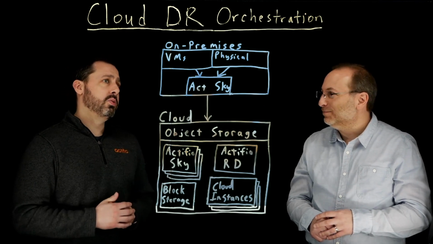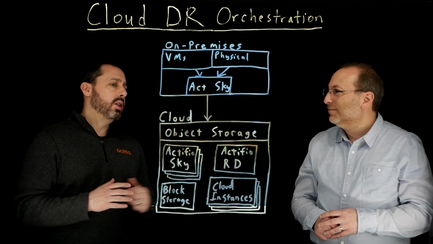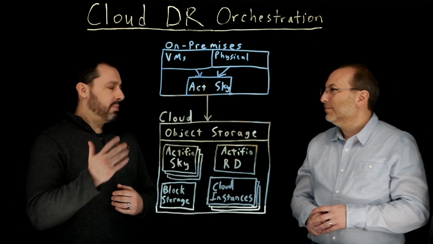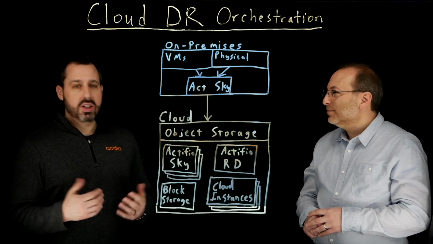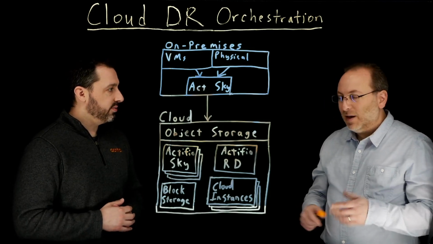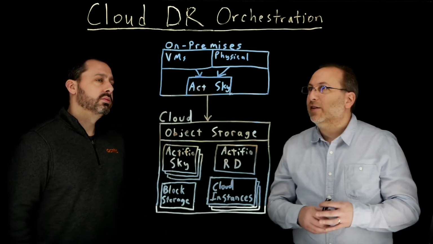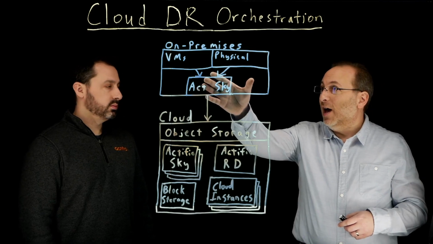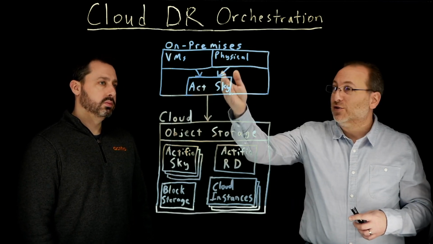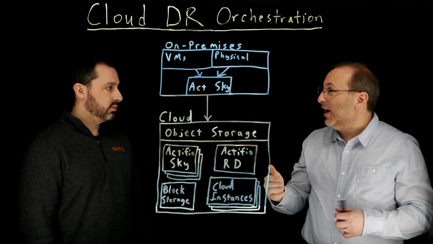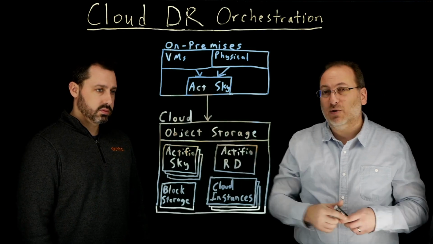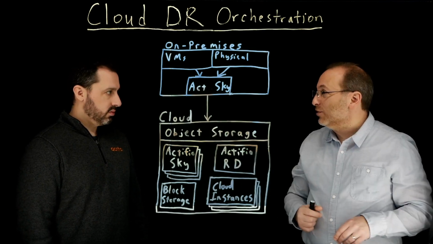So tell me about how a customer would use this then. How does it actually work? If a customer wants to get the best of both worlds, as you said, from an RTO and TCO perspective, why don't you just give me a little overview? Absolutely. So if you take a look at their production environment, which is on premises, you have virtual machines, physical servers being backed up with an Actifio Sky, and that data gets sent to the object storage in the cloud, and only to the object storage in the cloud.